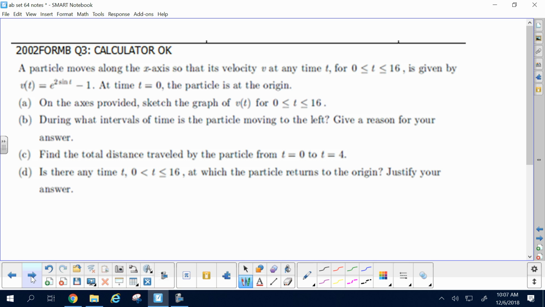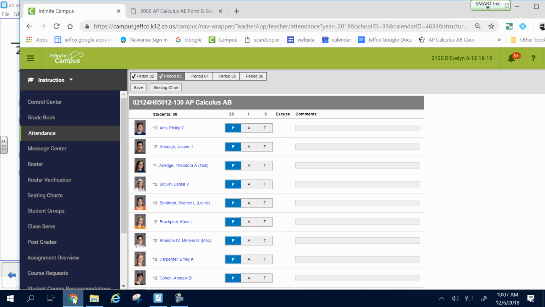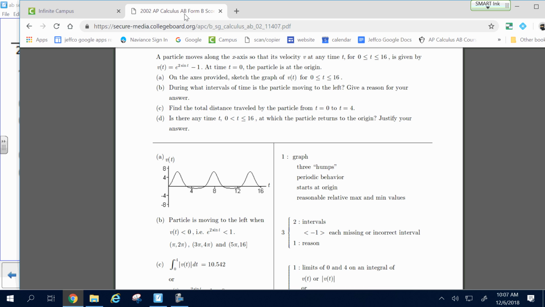This is calculator okay, so if you just know how to use your calculator, it should have gone well. But number 1 should be periodic, but weird periodic. Do you have a graph that looks something like that? It has 3 peaks within the given domain. Now, you got a calculator. You shouldn't have missed that. You can't even put a graph in your calculator.